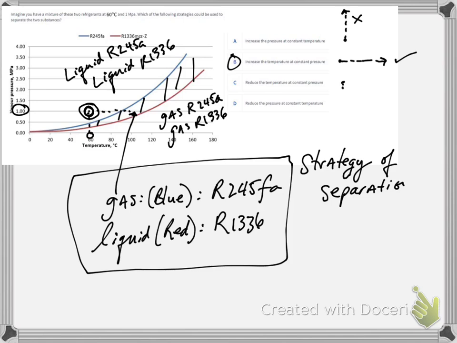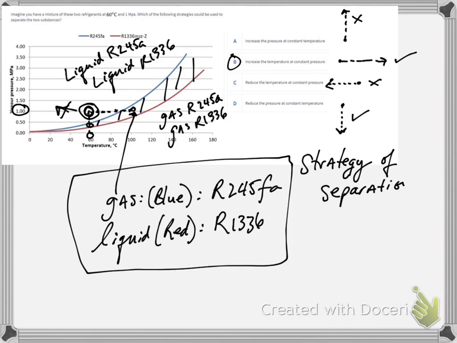Reduce the temperature at constant pressure, I mean. That would be moving us to the left, and that would not be a good choice. We're not going into the zone. And the final correct answer, which is D, lower the pressure at constant temperature, is correct because that would move us down into the separation zone.